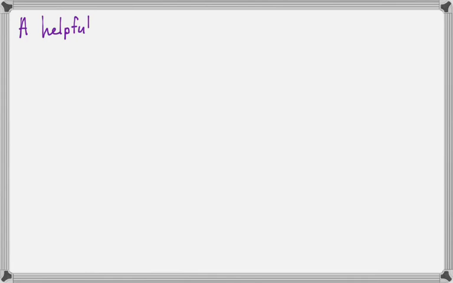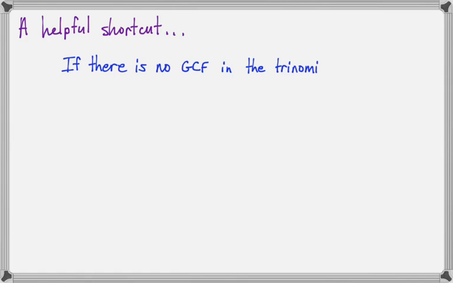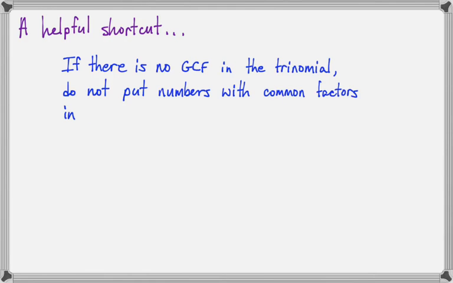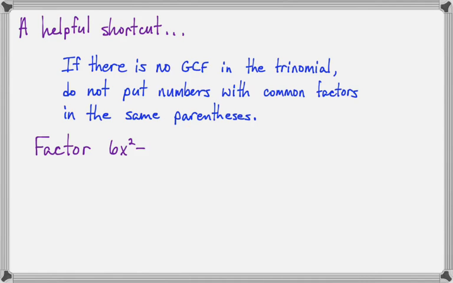Here's a shortcut that you might find helpful sometimes. In fact, this will save you a lot of time if you learn to use this shortcut wisely. If there's no common factor in the trinomial, then there should never be common factors in the parentheses. Let's take a look at how this works. I've got 6x squared minus 17x plus 12. Notice there's no common factor for all three terms.